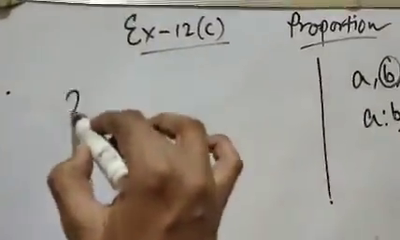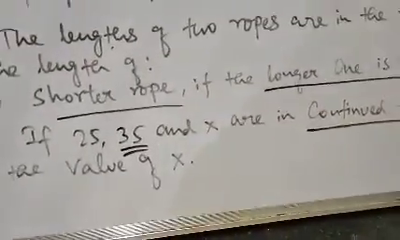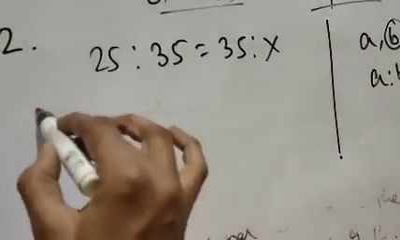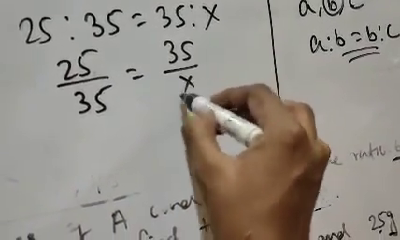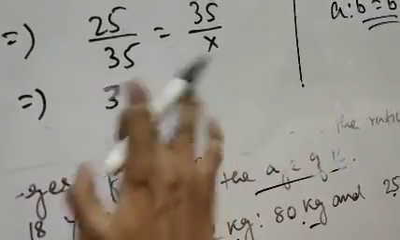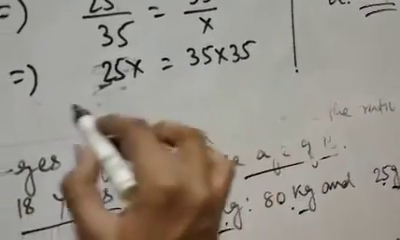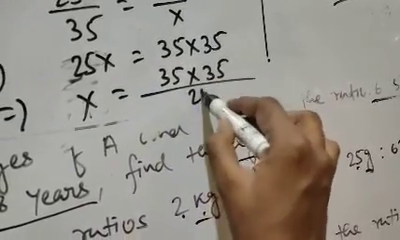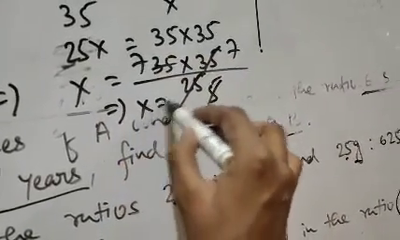Because these three numbers are in continued proportion, we can write that 25 is to 35 equals 35 is to x. The middle term is repeated here. So we can write this expression. Therefore just solve it. 25 by 35 equals 35 by x, cross multiply. 25x equals 35 into 35. Therefore x will be 35 into 35 by 25, so reduce it by 5, 7. Therefore x will be 7 into 7, 49.